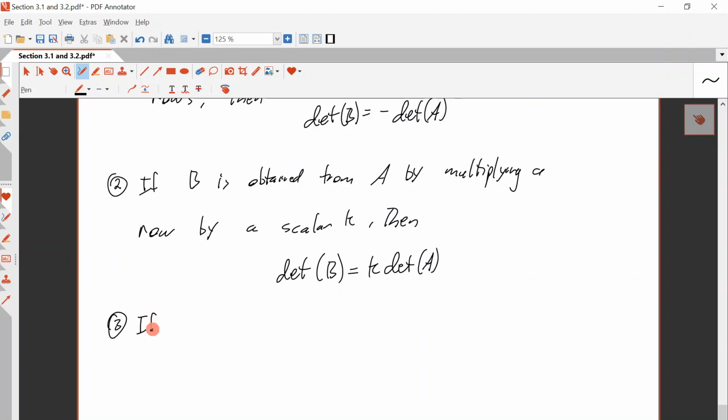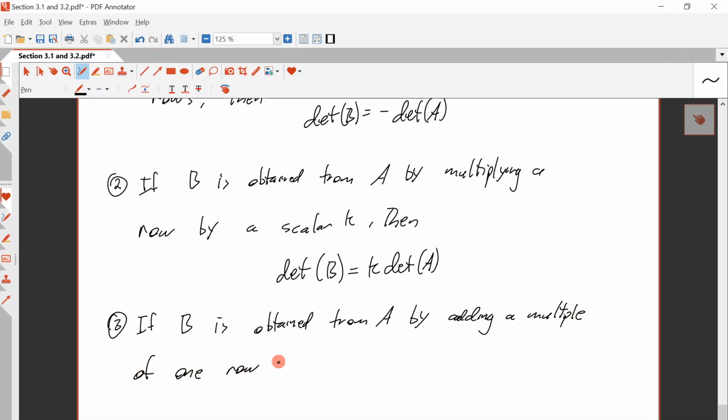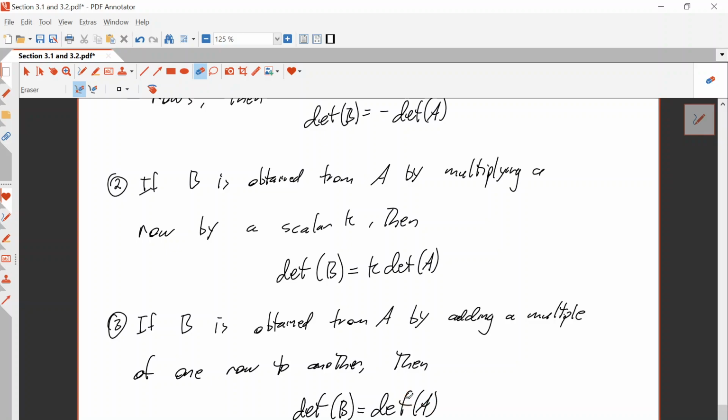3, this is the most surprising one, I think. If B is obtained from A by adding a multiple of one row to another, then the determinant of B is equal to the determinant of A. It has no effect on the determinant itself.